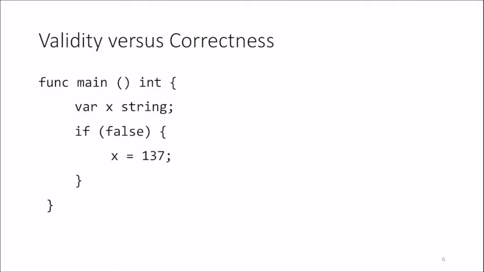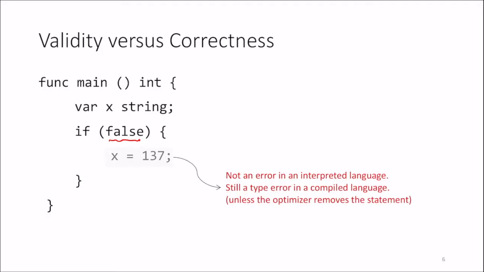There's a conditional here. This conditional always evaluates if statement is never evaluated as true, so it never executes the block. So if you look at that assignment of 137 to a string variable x, it's not an error in an interpreted language because it'll never reach there. When it's executing the statements line by line dynamically, you will never get there because the if statement won't let you get there.